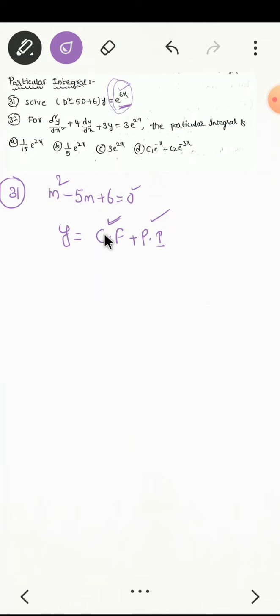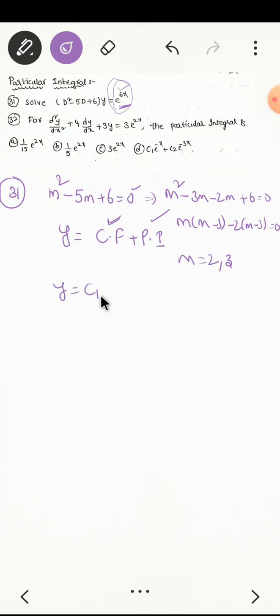Then first find the complementary function, m square minus 5m plus 6. This can be written as m square minus 3m minus 2m plus 6 equal to 0. Now this can be written as m into m minus 3 minus 2 into m minus 3 equal to 0. So that gives m equal to 2, 3, and y equal to c1 e raised to power 2x plus c2 e raised to power 3x. Okay, you have got the complementary function. This is not y yet.